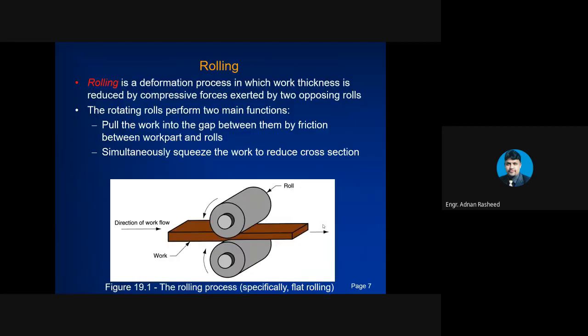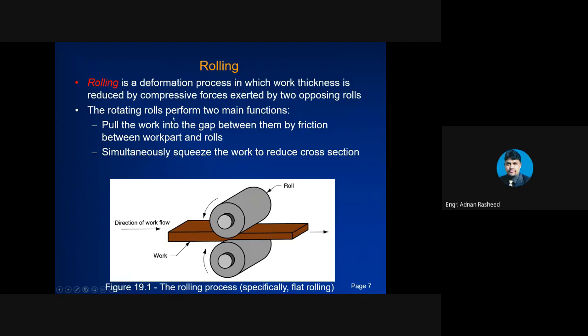Now let's discuss it in detail. Rolling is a deformation process in which work thickness is reduced by compressive forces exerted by two opposite rollers. You can see these are the two rollers. This one rotates in the anti-clockwise direction, and the rotation of this one is in the clockwise direction. When the work metal is passed through these rollers, due to compressive forces and the rolling action, the work thickness is reduced. You can see that here the thickness is large and here the thickness is smaller.